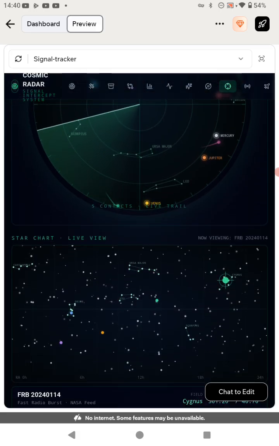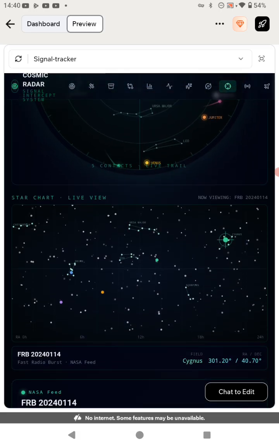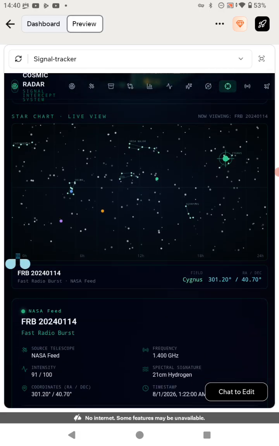Okay. Then we got... Okay, then there's your star chart of what was on the radar. Now we got FRB 202 40114, Cygnus 301.20 degrees over 40.70 degrees. Again, I can't read what's on top of there because of being too light.